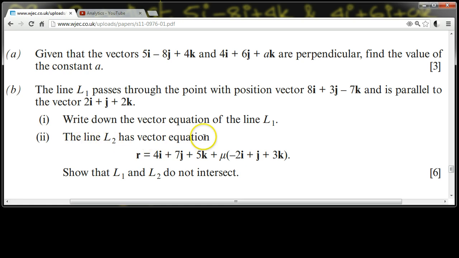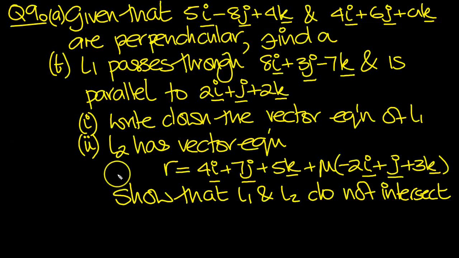The line L2 has vector equation r equals 4i plus 7j plus 5k plus mu times minus 2i plus j plus 3k. Show that L1 and L2 do not intersect. So I've got the summary of the question here. Show they're perpendicular. Well, these will be perpendicular by the dot product. Cos 90 will be 0.